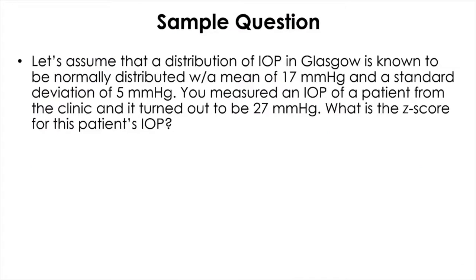Let's work with an example question to illustrate how we can calculate z-scores in practice. Let's assume that we know the distribution of intraocular pressure in the Glasgow region, and this is known to be a normal distribution with a mean of 17 millimeters of mercury and a standard deviation of 5 millimeters of mercury. Now, you measured the intraocular pressure of a patient in the clinic, and it turned out to be 27 millimeters of mercury. What is the z-score for this patient's intraocular pressure?